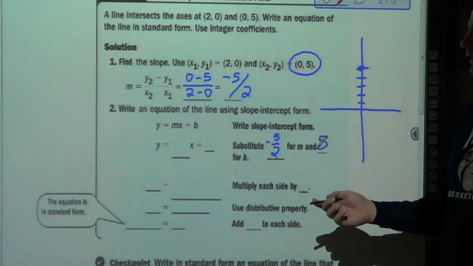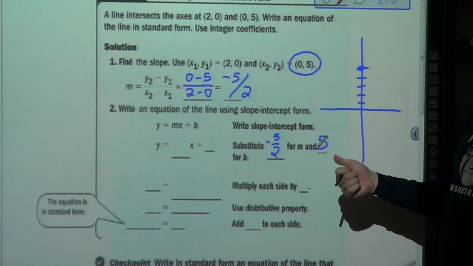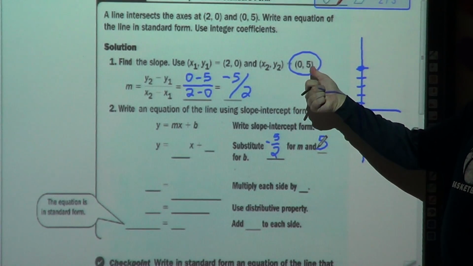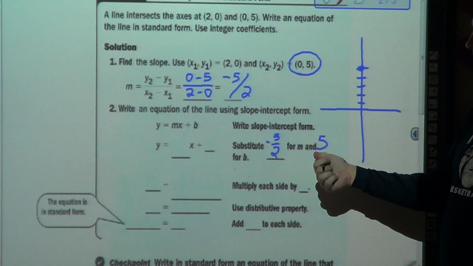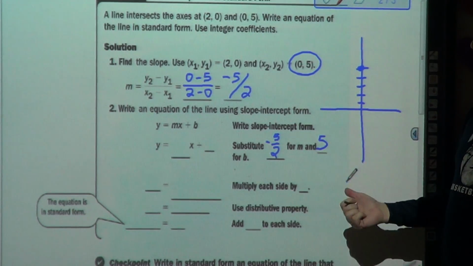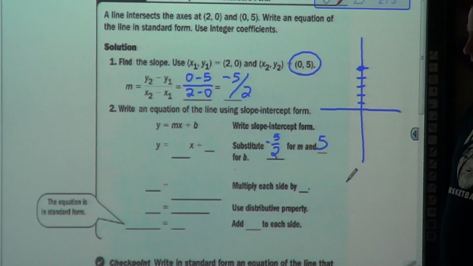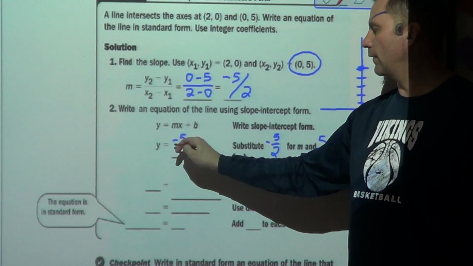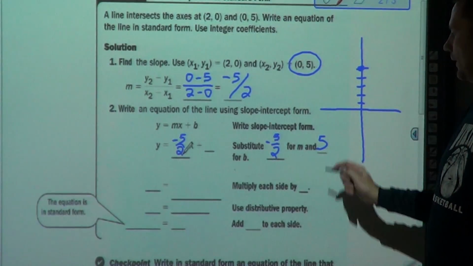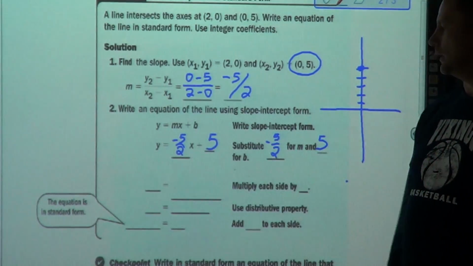Okay, so in this case, I don't have to put it in point slope form because one of the points will tell me what b is. It's 5. Now, most of the problems you'll do in the assignment, that's not going to be the case. You're going to have to go to point slope form, and there'll be an example. We'll do that here in a second. Okay, so I'm going to go ahead and put negative 5 halves in for the m, the slope, and then positive 5 in for b.